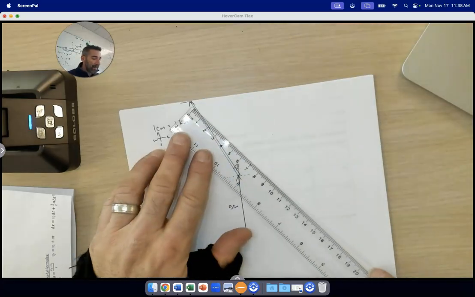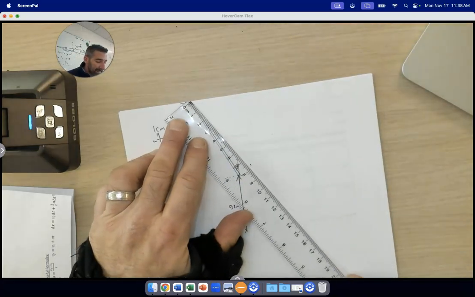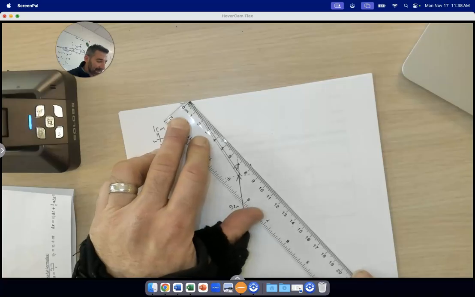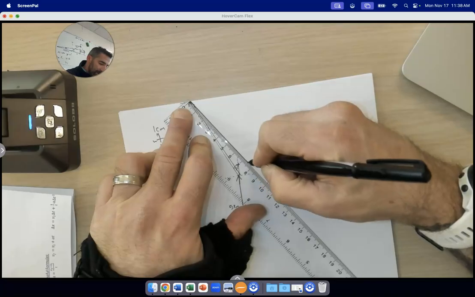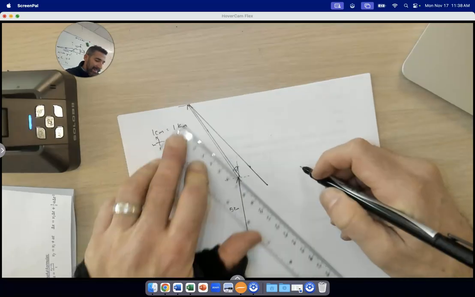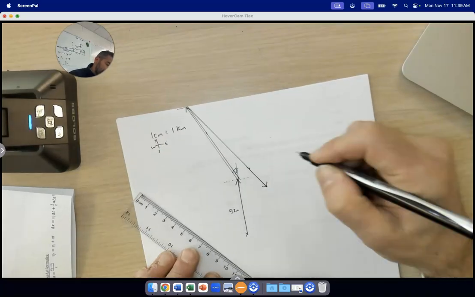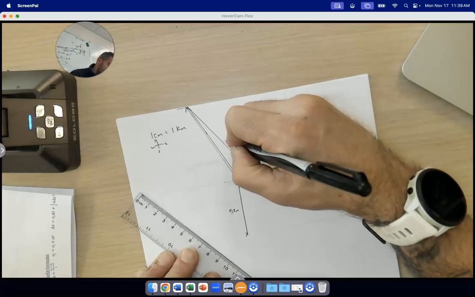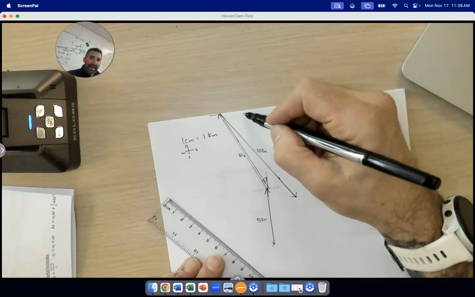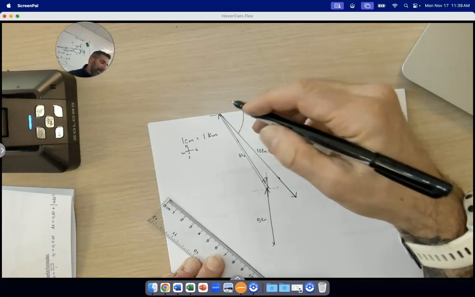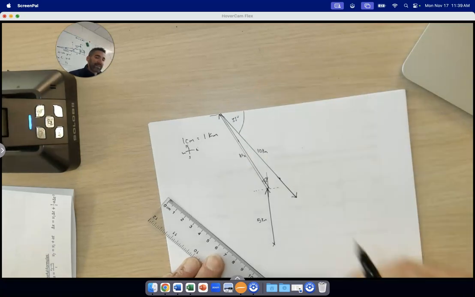And it's 10 kilometers. So with my scale, it is 10 centimeters. So I need to get all the way to there, from there all the way to my 10 centimeter mark. Put my vector. Label this 10 kilometers. That was 8 kilometers. And then this angle was 55 degrees.